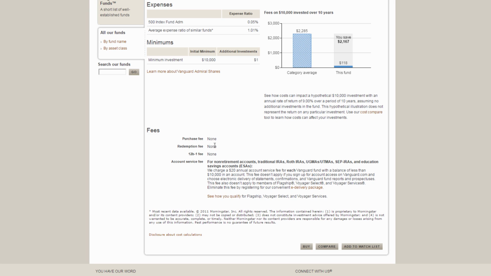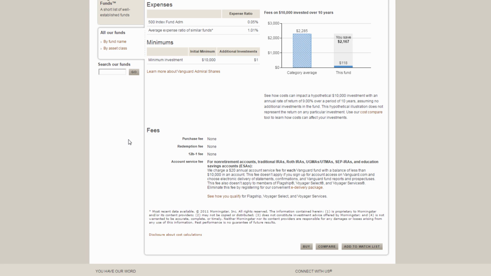There's no redemption fee, so I could sell it even after only a couple of weeks. I don't have to worry about holding it for a certain period. So there's no purchase fee, exit fee, or redemption fee. There's no 12b-1 fee or any other additional fees in there. If you had a certain account, like maybe a certain type of trust account, they might charge you annually like $20. You'll find that when you go to set up the actual account.